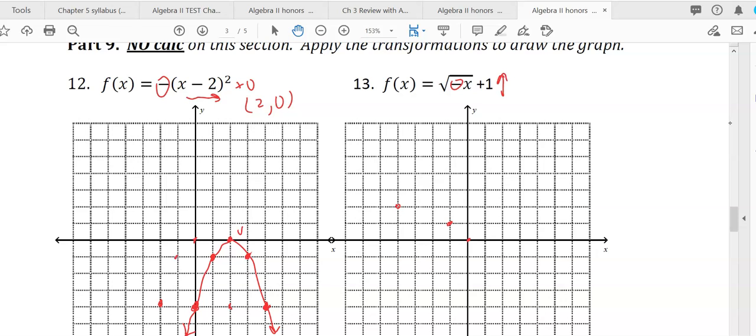Everything moves up 1 because k is 1. So I'm going to move that point up 1. This point moves up 1. And this point moves up 1. I just made them thicker so you can see the difference. And so that would be my new graph.